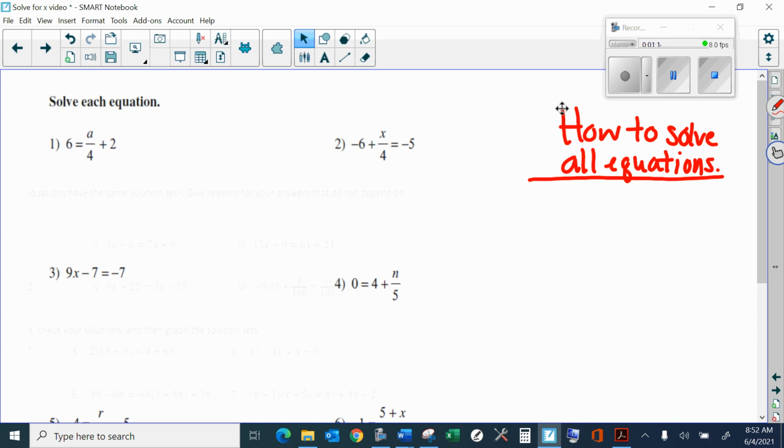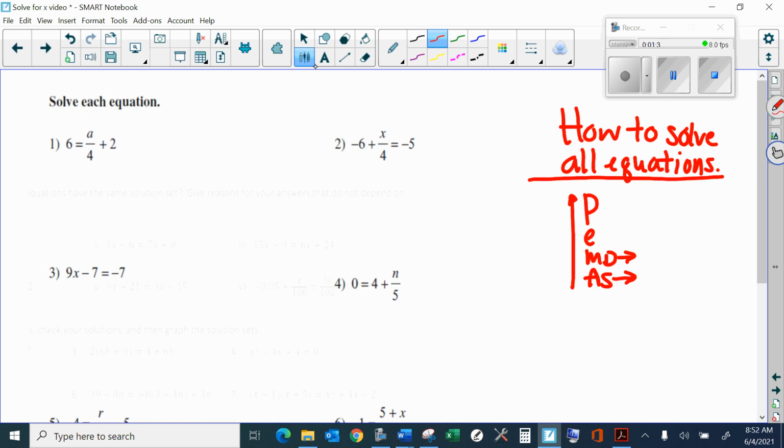All right, so how do you solve all equations? Reverse PEMDAS. You've been taught this already, 7th grade and 8th grade. Okay. Reverse PEMDAS, you can say, or you can also call it reverse order of operations, if you want to say it all in words.